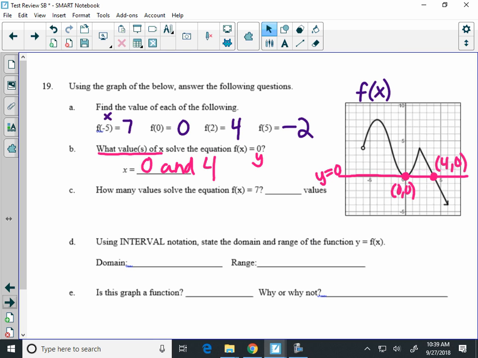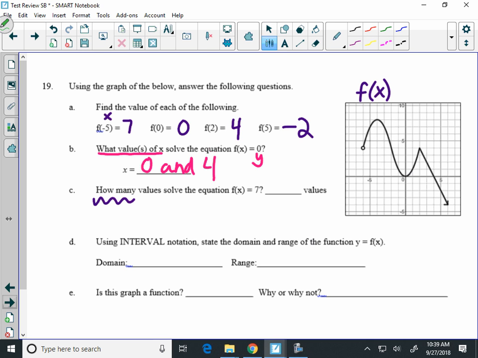Now I have a very similar question in part C. Part C says how many values of x solve f of x equals 7? So a little bit different. We want to know how many. Again, that 7 is not in the parentheses, so it's a y value. So I'm going to go up on my graph to where y equals 7 and draw a line. That line crosses the graph 2 times. So that means there are 2 values of x. They didn't ask you what, they just said how many. There are 2 values of x that solve that equation.